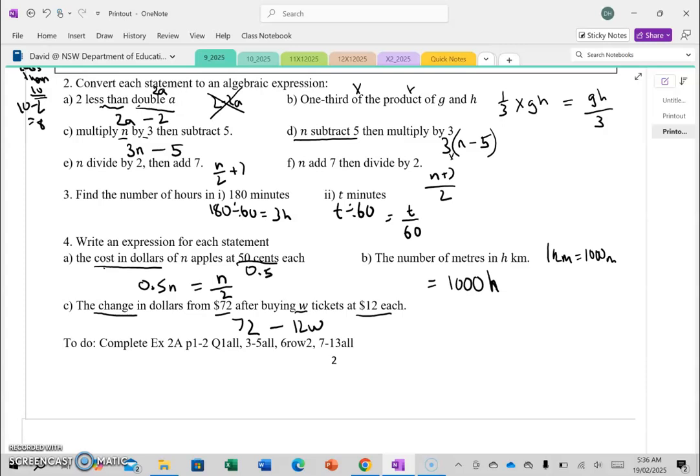So if W is 0, you would get $72 change. If W is 1, you would get $60 change. So if you buy 1 ticket, you'd get $60 change. That seems to work out. Okay, that's how you do that question.